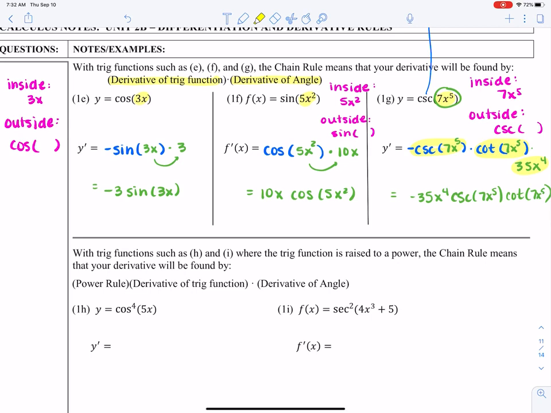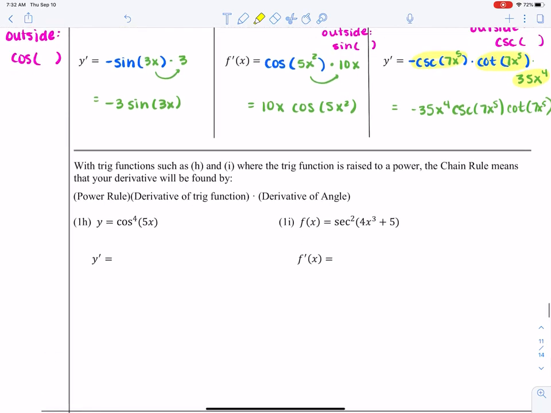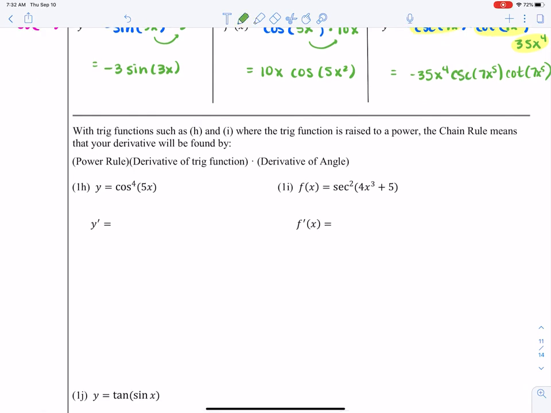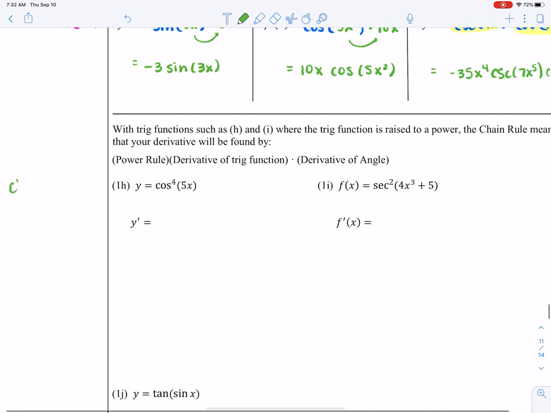So what if I have multiple layers? What if I have a trig function that's also raised to a power? You're going to hear me refer to these problems as chainception, because basically it's like inception. We're going to do chain rule multiple times.